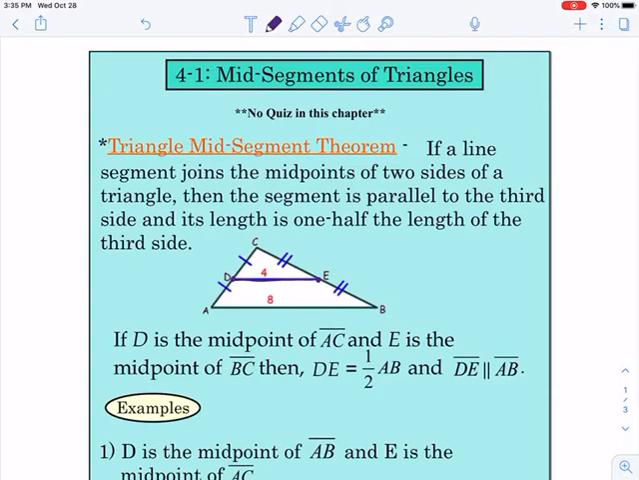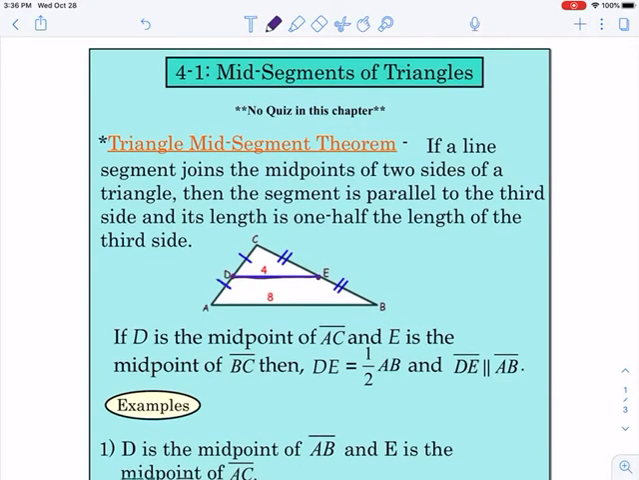So if AB was 8, if I take 8 and divide it in half, I would get 4. You could also go the opposite way and say if you take 4 and multiply it by 2, you'll get the length of AB, which is 8. And again, DE is going to be parallel to AB. If D is a midpoint of AC, that means that AD is congruent to DC. That's why the hash marks are through there, and same thing on the other side. If E is the midpoint of CB, that means that CE is congruent to EB.